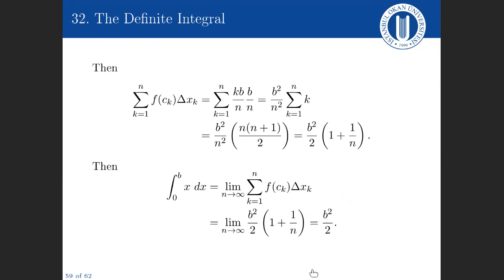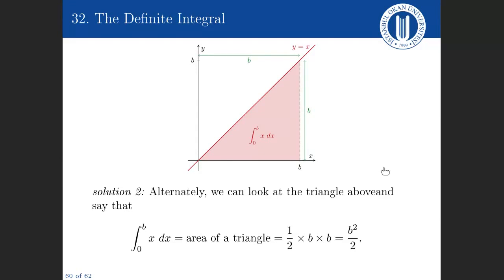This is actually an easier way to answer this question. We could just use triangles because the integral from 0 to b of x dx is just the area of this triangle. And we know the area of a triangle, of course, is just half multiplied by height multiplied by base. So instead of all that work with Riemann sums, we could have just said a half multiplied by b times b is b squared over 2.